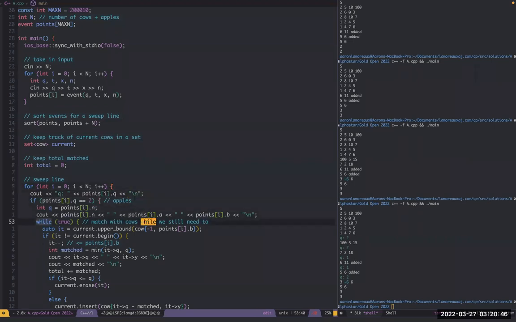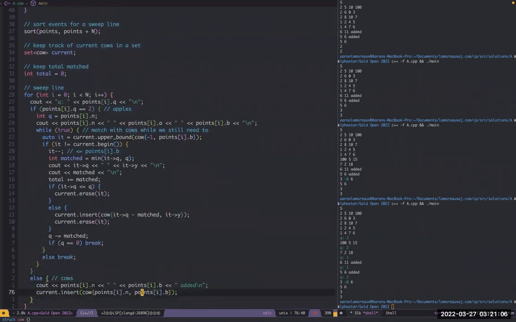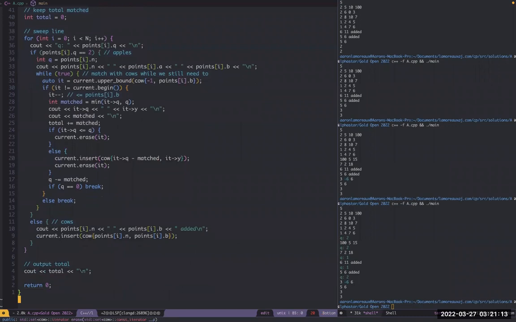Oh, sorry, we do hit all the apples, but for some reason we did them in order of decreasing x. So for some reason, the one with 7, we didn't match with anything. Why is that? Well, none of the cows were at that point. So maybe we messed up the order we process these in, because that should be reachable.